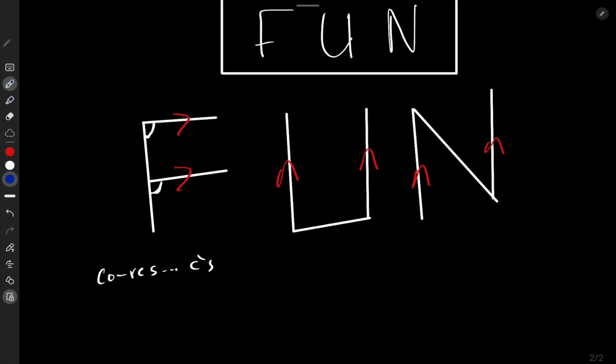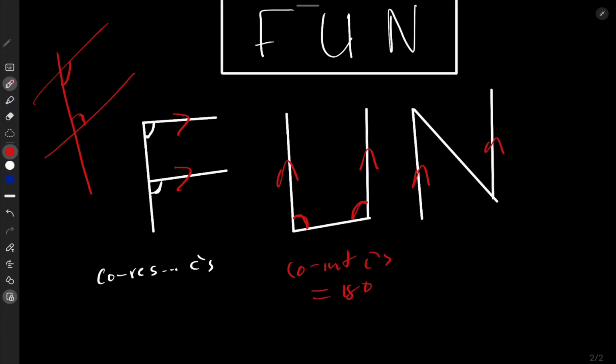And also there is U for fun. U for fun. Yeah, you watching the video for fun. There are co-interior angles. Co-interior angles are angles within the parallel lines. Let me say there are parallel lines and there is a line cutting through those parallel lines. The angles inside should sum up to 180. They call them co-interior angles.